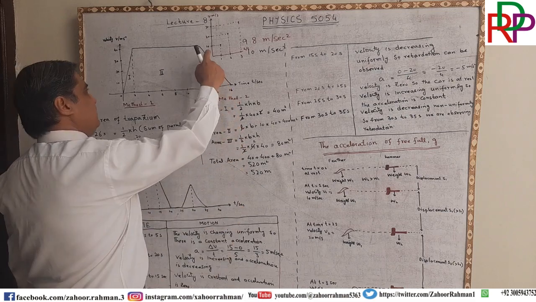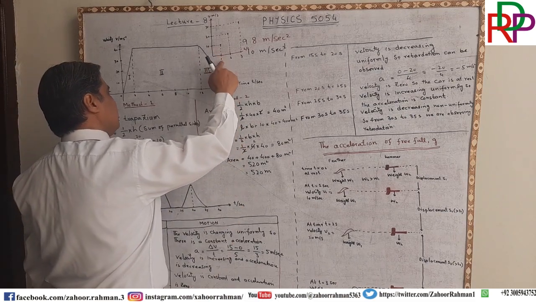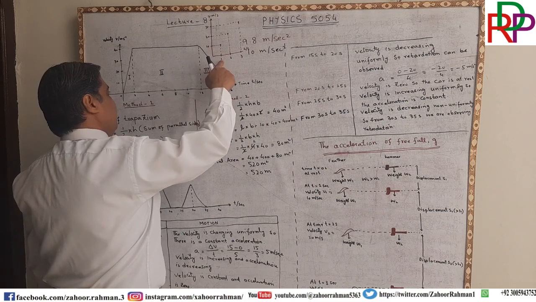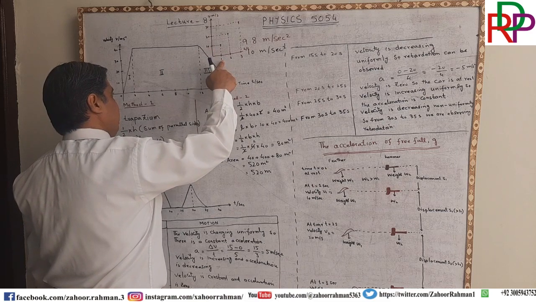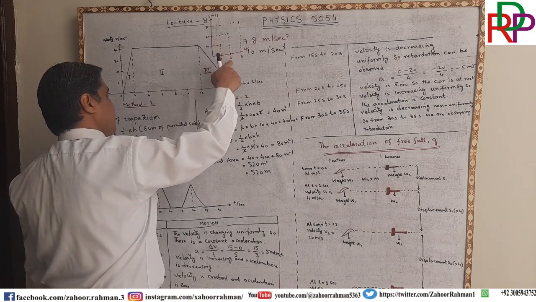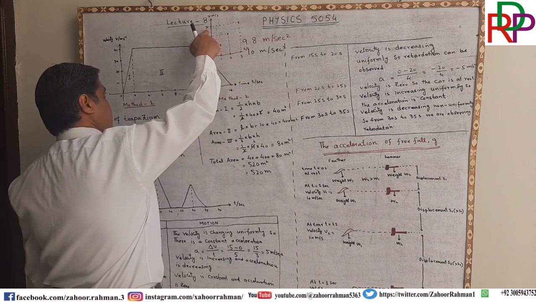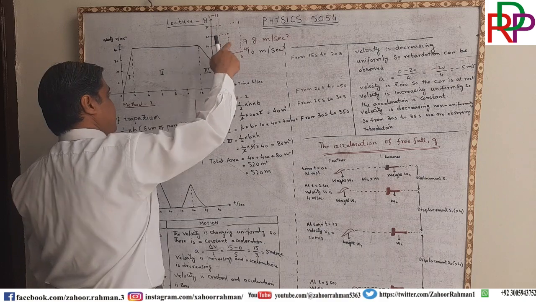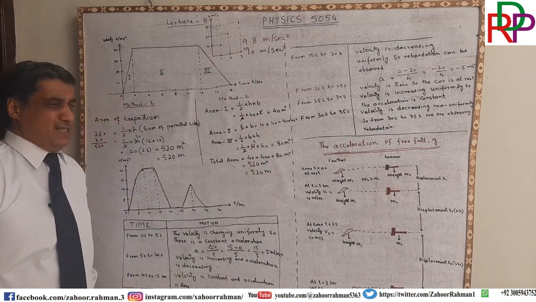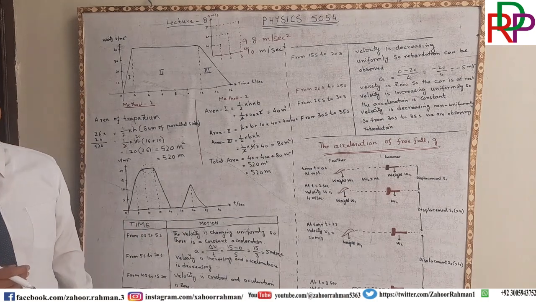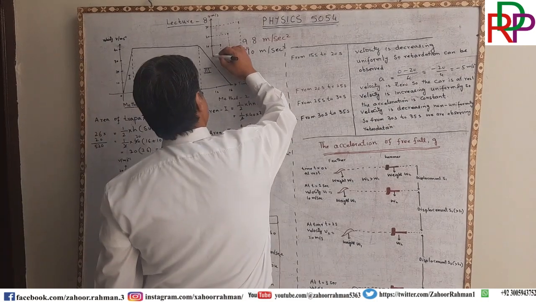So if we divide this velocity by time 1, it will give you 10. If we divide 20 by 2, it will also yield 10. If we divide 30 by 3, it will as well. So it is a constant acceleration, and this is denoted by a straight line.